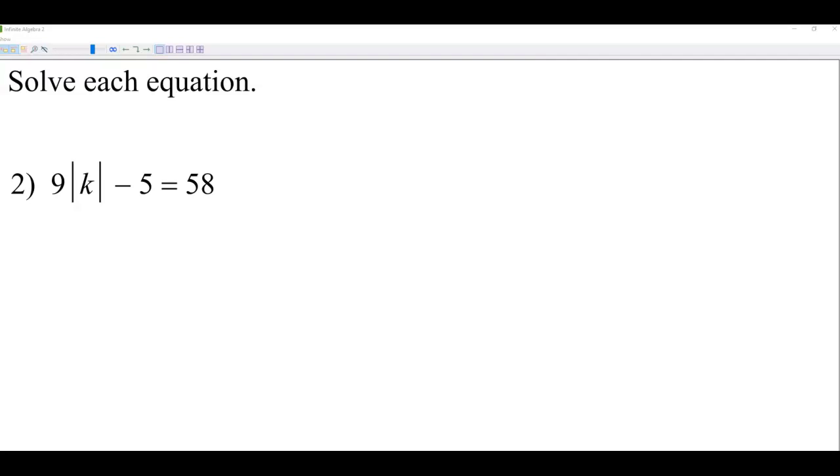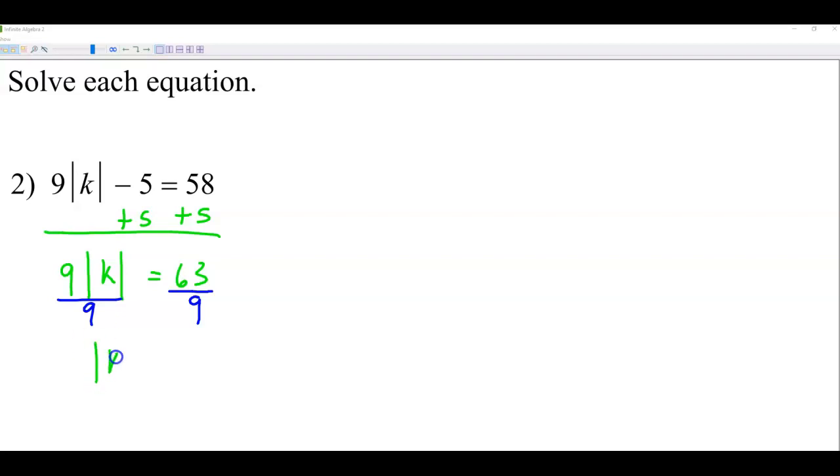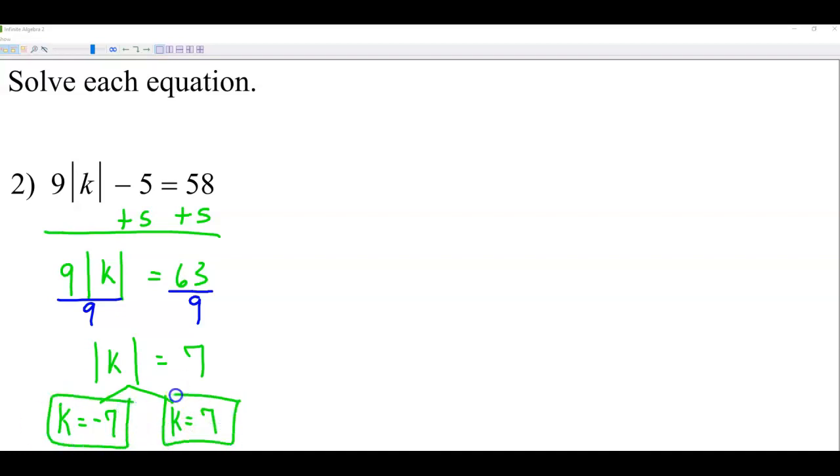For absolute value problems, the first thing you want to do is get rid of the numbers that are outside the absolute value bars. So I'm going to start by adding 5. And then I'm going to divide by 9. Once you've got the absolute value bars by itself, you can go ahead and set that inside portion equal to a negative version of the number on the right and a positive version of the number on the right. And since I don't need to solve for k anymore because k is already by itself, we have our two answers there.